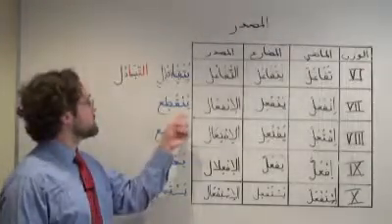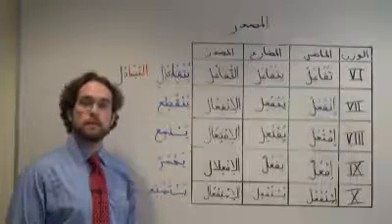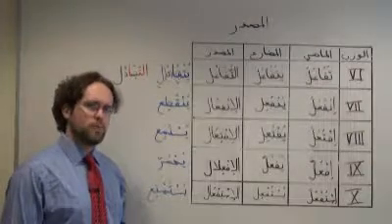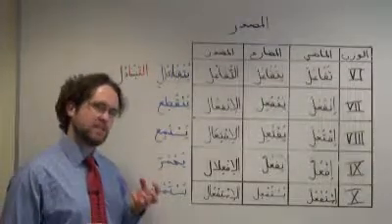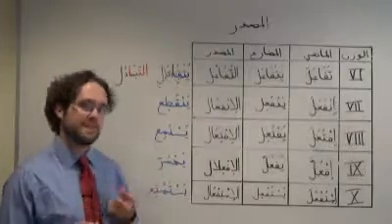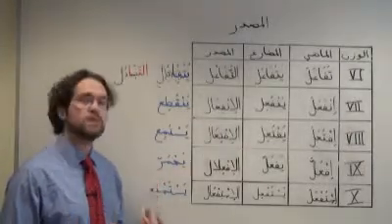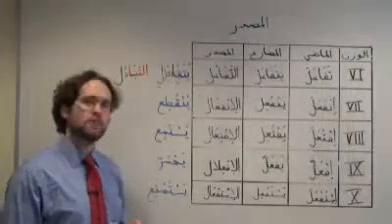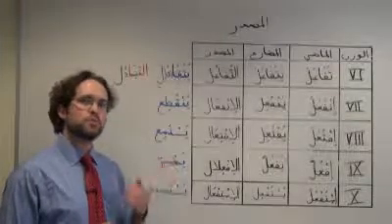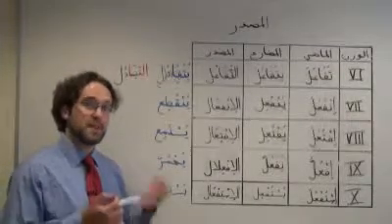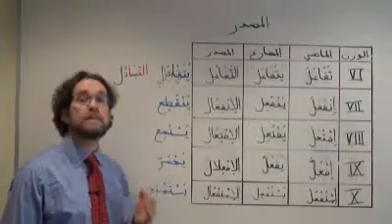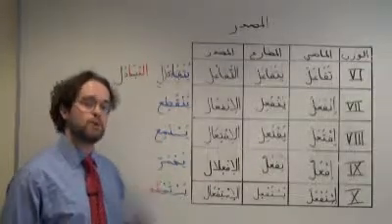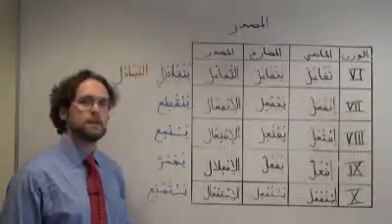Form 7, we have a verb yanqata'a, to be cut off. Sometimes people wonder why we have these derived forms, and they do express certain shades of meaning having to do with the root. Form 7 is always reflexive or passive, right? Yanqata'a means to be cut off. We would use a different form to talk about cutting something off.